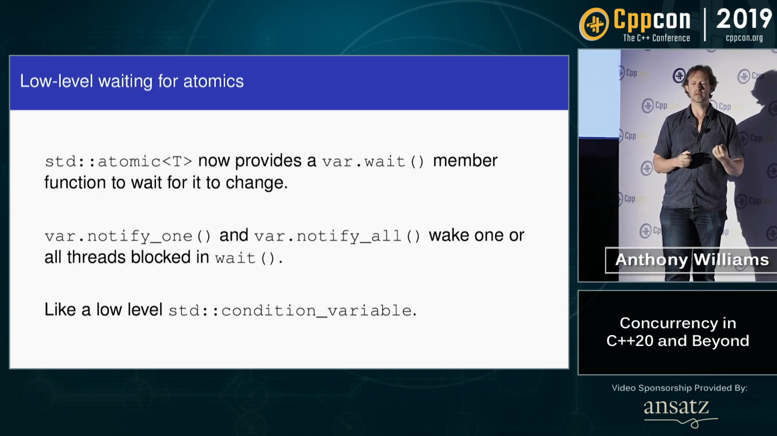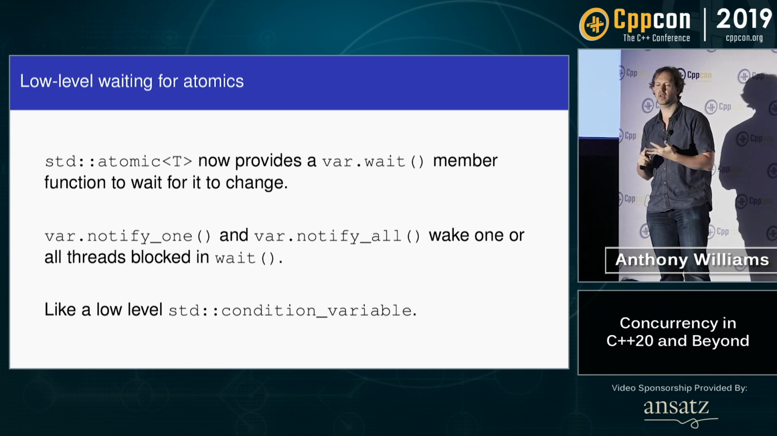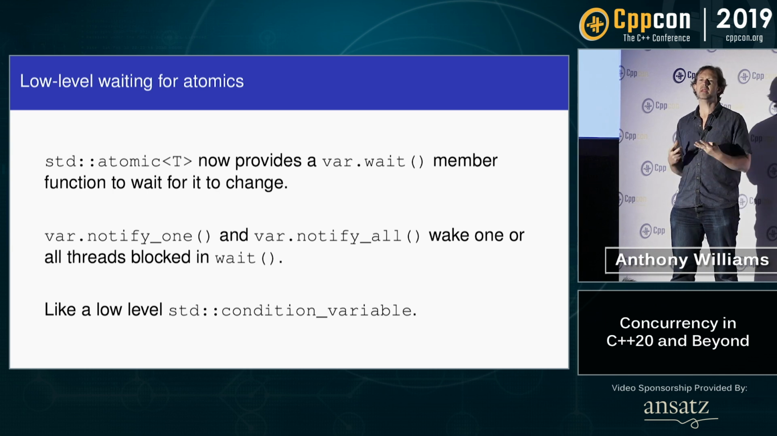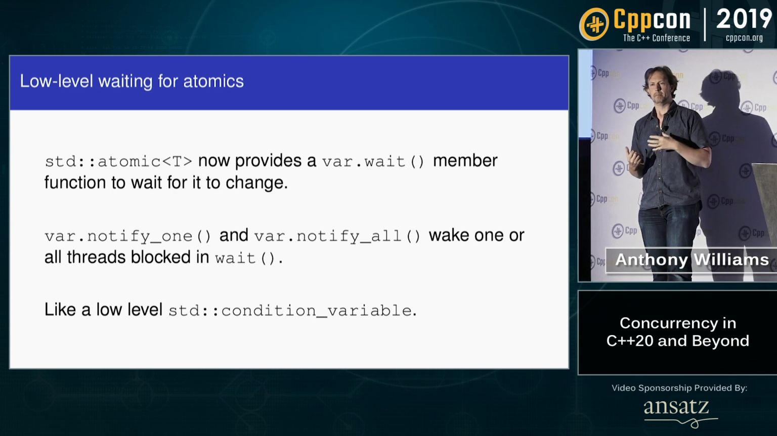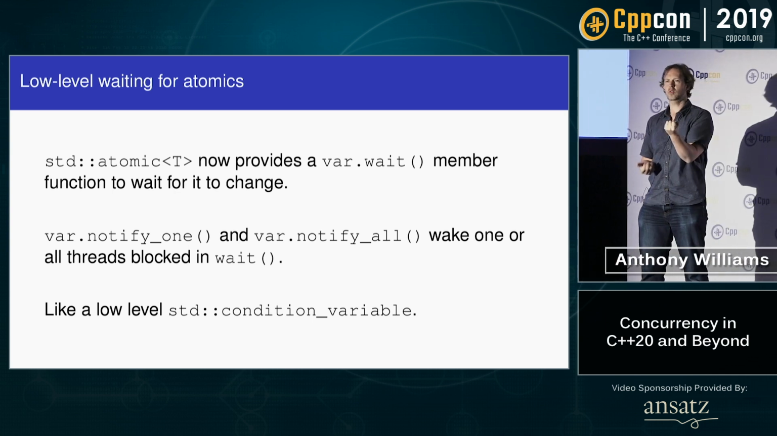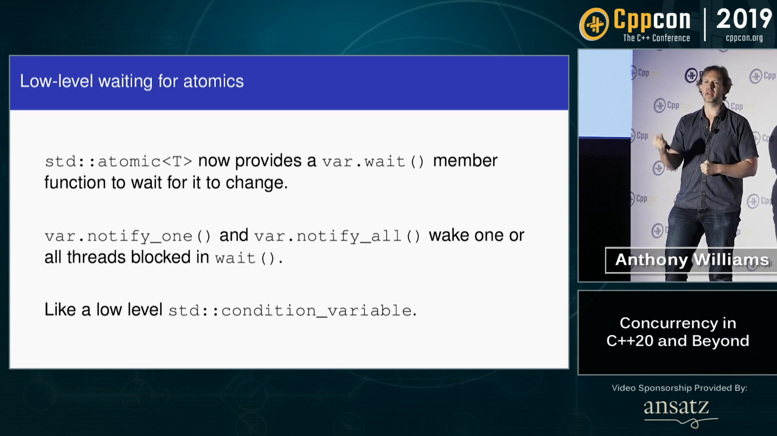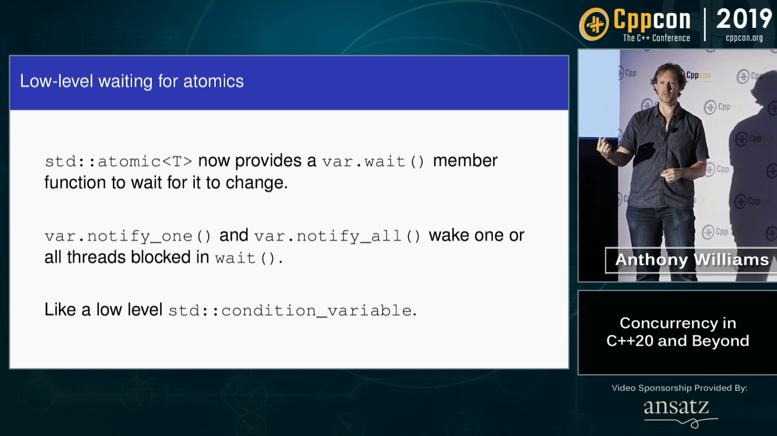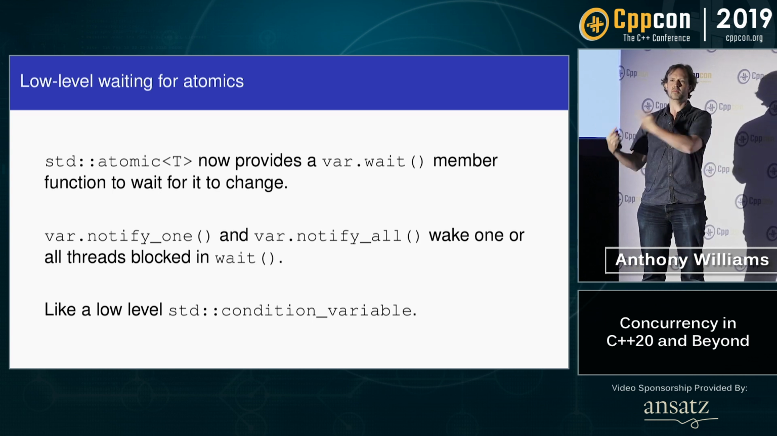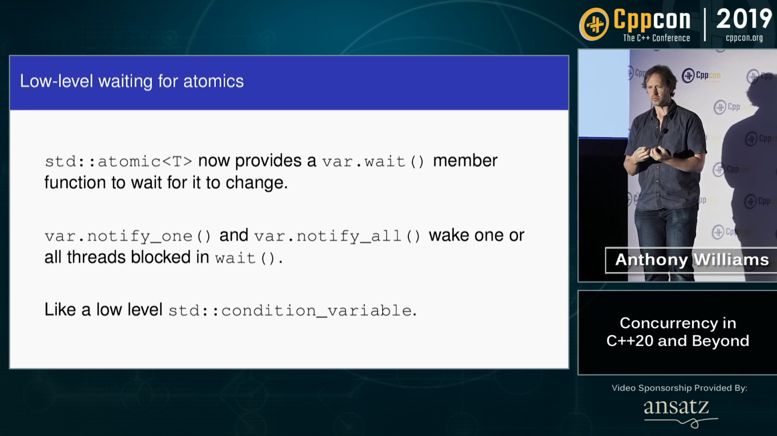So for low-level waiting, we have 3 new member functions. We have wait, notify_one, and notify_all. Now, fundamentally, it's a bit like a low-level condition variable. You have your atomic value, and you say wait. And what you do is you pass it the value that you think it is at the moment. And wait will return either immediately if the value is different, or when somebody notifies. And so this allows you to synchronize.